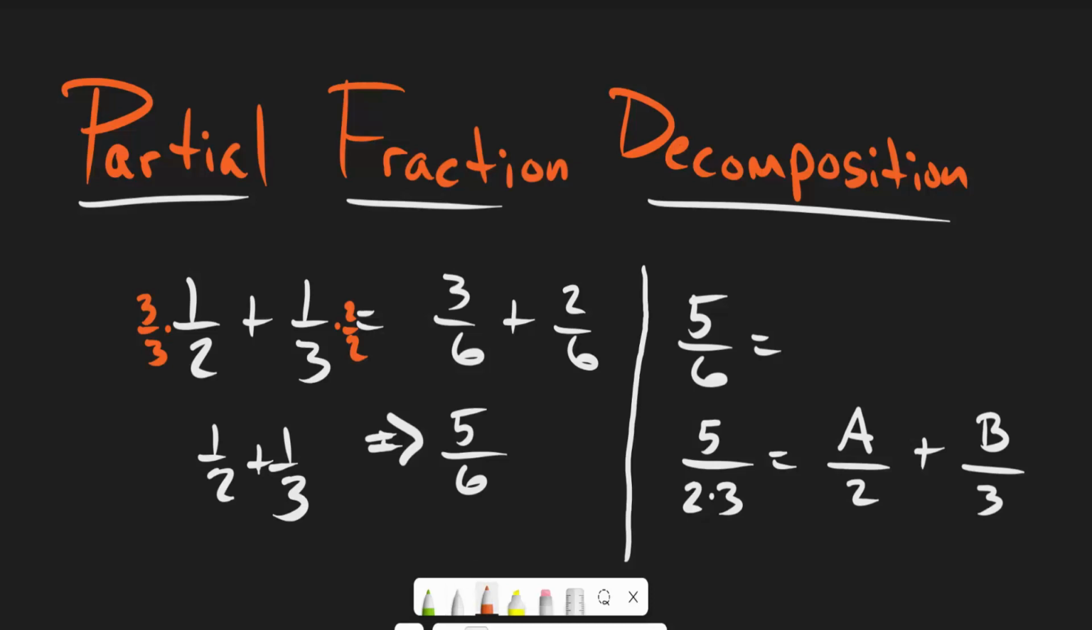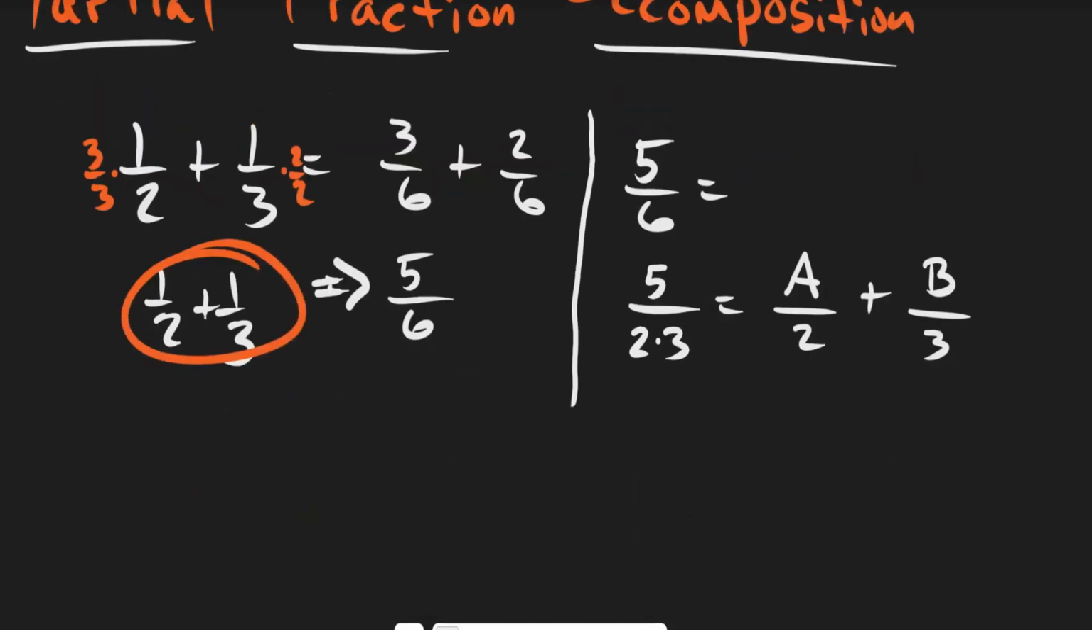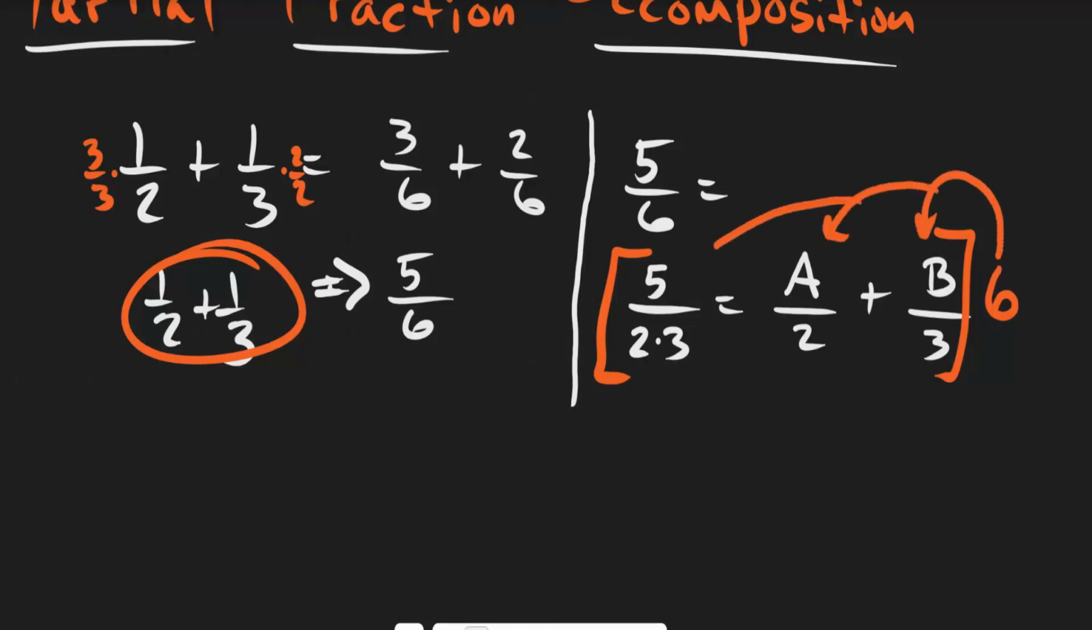Again, we're playing dumb, right? Because we know the answers are 1/2 plus 1/3. But let's pretend we don't know. Okay, so what do we do next? We come to this equation right here, and we're going to multiply the whole equation by the LCD, the lowest common denominator, in this case 6. So we're going to multiply by 6 three times: once here, and once here.